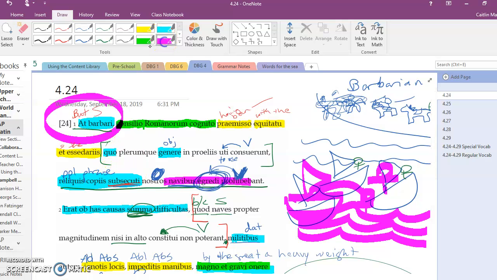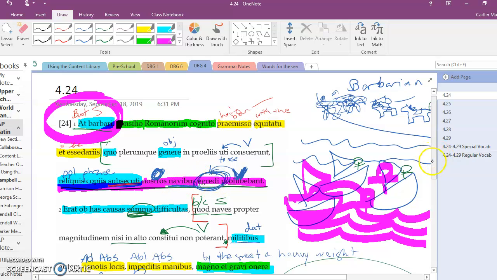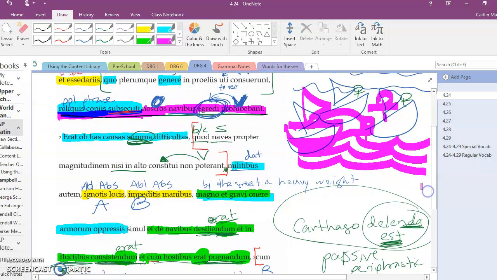And we keep in mind our whole structure here. All we've really done so far is subject, participial phrase describing that subject, and then the rest of our main clause. That subject we're prohibebant nostros, direct object, from the infinitive, from egredi, and then this ablative of separation, navibus. Erat ob has causas summa difficultas, which is, nice, it's like a whole sentence right there. Our verb, there was, ob has causas, summa difficultas, right?